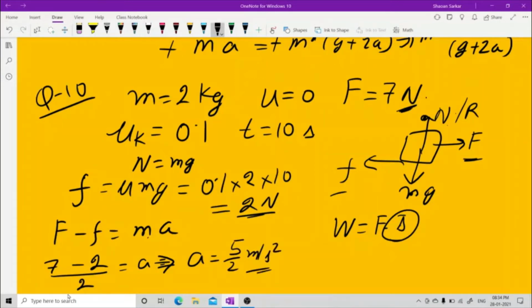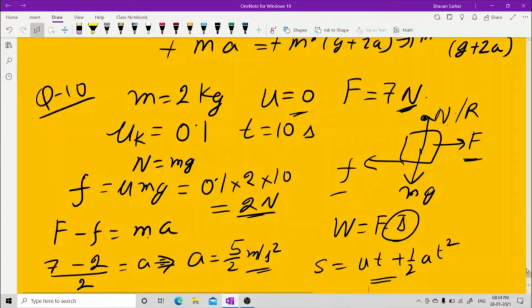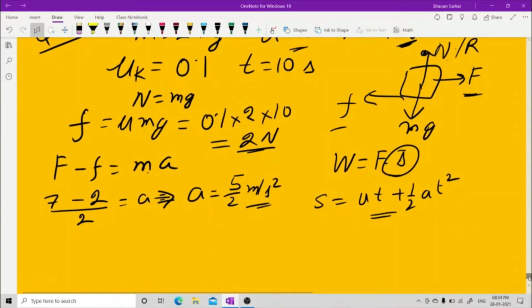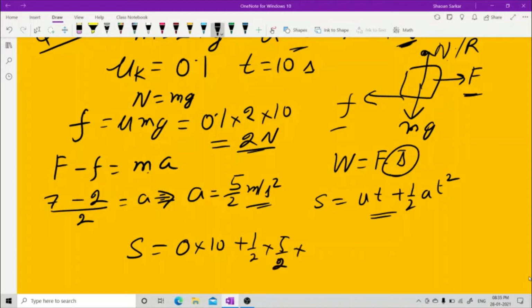Now I want the distance traveled. S is equal to ut plus half at square. I know this formula. Once I get the distance traveled, everything is very simple for me. S is equal to 0 into t, t is 10 seconds, plus half, a is 5 by 2, into 10 into 10. So 2 5s are 10, and this comes out to be 5 5s are 25, 25 5s are 125.